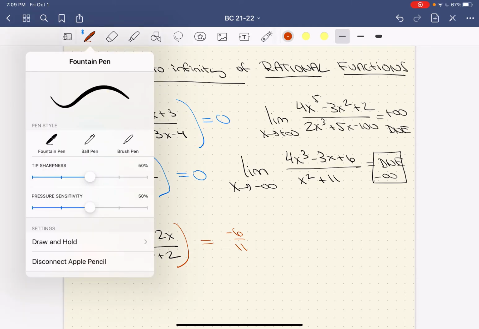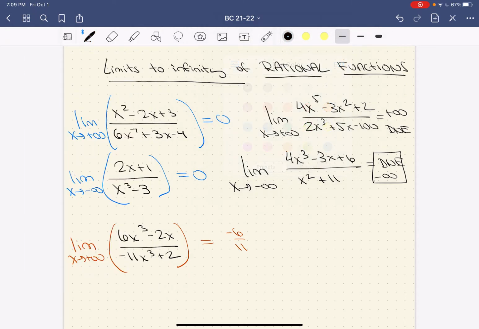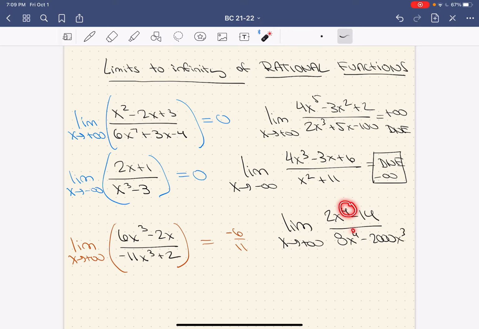Okay, another example is this one right here. The limit as x approaches positive infinity of 2x to the fourth minus 14 all over 8x to the fourth minus 2000x cubed. The degree of the numerator and denominator is the same. At the end of the day, this limit is going to equal 2/8, which is 1/4. All right, so here you have your first limit shortcut.